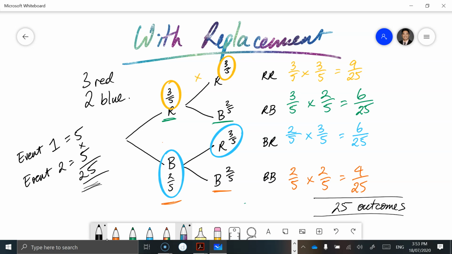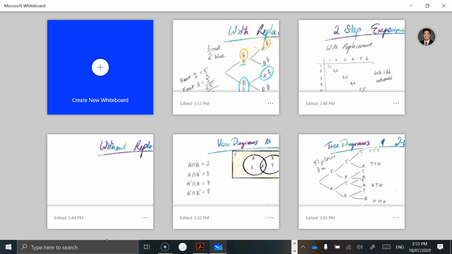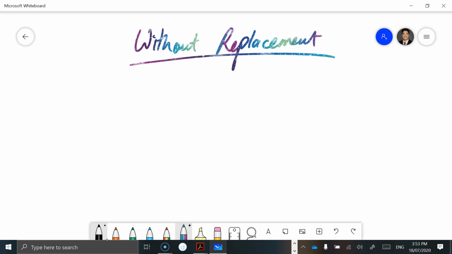So now we're going to move on to without replacement. So the scenario is going to be the same, but obviously the outcome is going to be different. So we have, again, 3 red, and we have this time 2 blue. And let's start with a red and a blue. We have 3 out of 5 as our first probability.